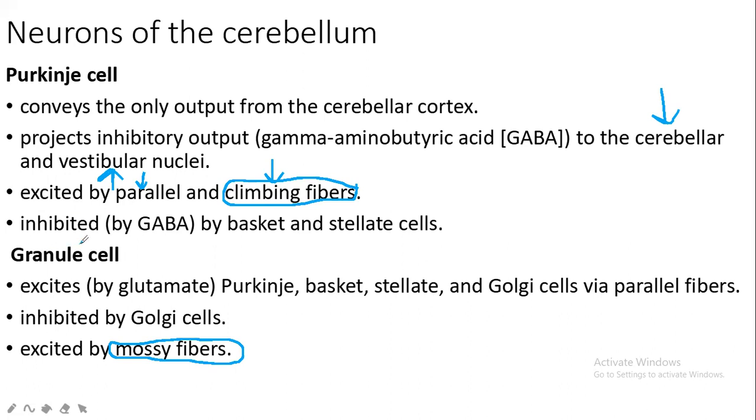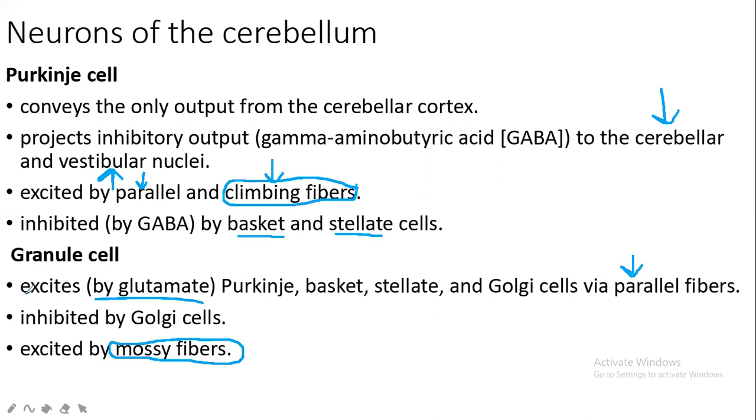The Purkinje cells are inhibited by the basket and the stellate cells. Let's go to the granule cell. The granule cell is the only neuron within the cerebellar cortex that is excited, and it actually excites the Purkinje cell, like we're seeing here, through its parallel fibers. So it excites the Purkinje, the basket, the stellate, and the Golgi cells. All of these cells are excited by the granule cells through their parallel fibers that run within the molecular layer.